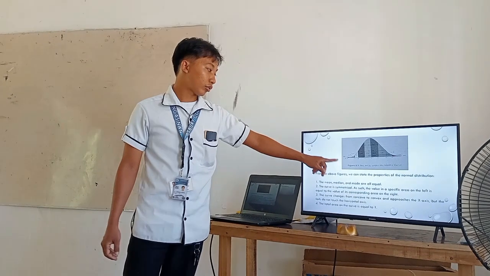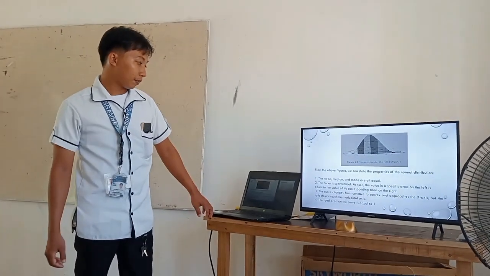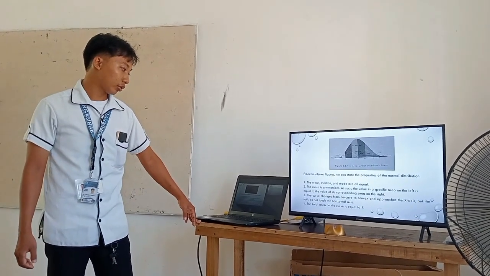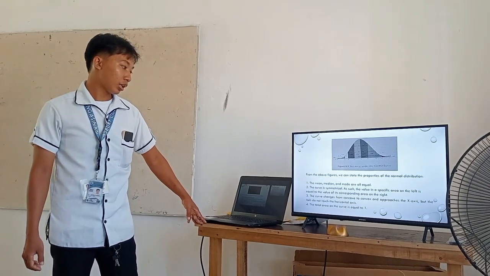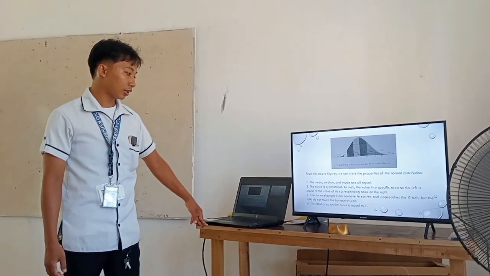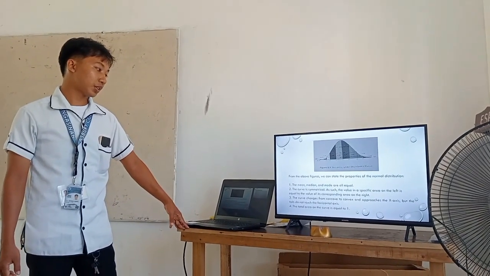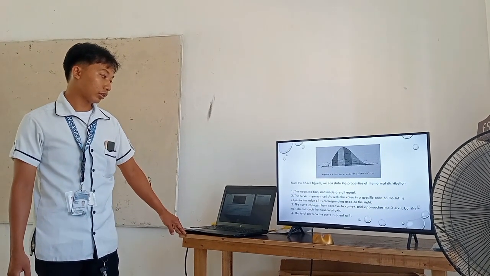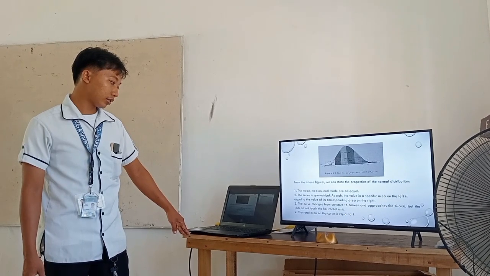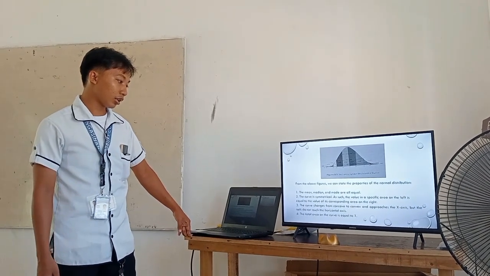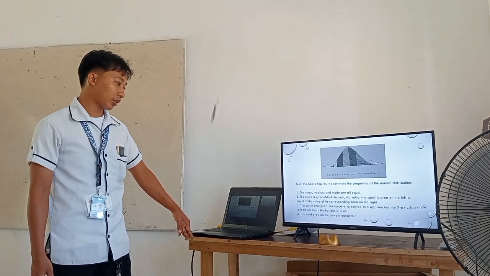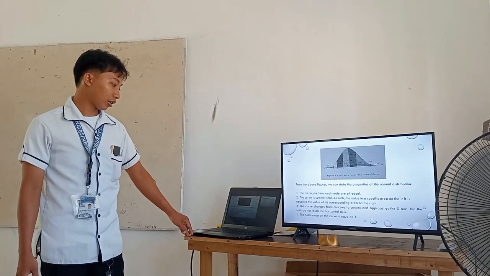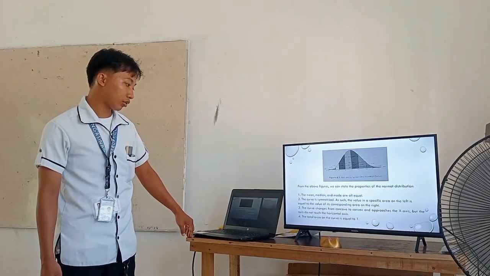The areas under the normal curve. From the above figures, we can state the properties of the normal distribution. First, the mean, median, and mode are all equal. Second, the curve is symmetrical. As such, the value in a specific area of the left is equal to the value of its corresponding area of the right. Thirdly, the curve changes from concave to convex and approaches the x-axis, but the tails do not touch the horizontal axis. And number 4, the total area of the curve is equal to 1.